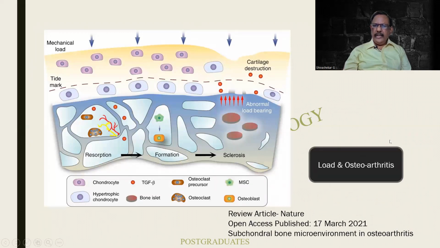This is one of the last diagrams, a fantastic one, kindly follow. So there is a mechanical load. This is a normal cartilage of ours. So it is able to bear it. And remember this line, the tide mark. But after some time, there is a destruction of the cartilage. Normally what happens, there can be the resorption of the bone, there can be the reformation that is occurring. But after some time, it undergoes a sclerosis, there can be a damage. Abnormal load bearing. This is again a beautiful schematic diagram thanks to Nature.